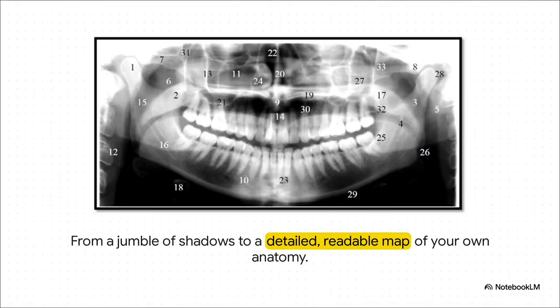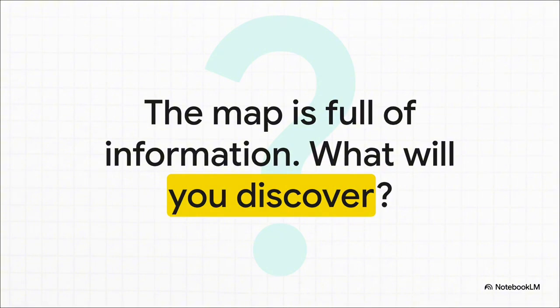We started with what looked like a confusing jumble of shadows, and now we have a readable, fascinating map. You can spot the hinge of your jaw, you can see the air in your sinuses, the roof of your mouth, and even the nerve that powers your teeth. It's all right there. Look, this map is just packed with information about your own personal health and your history. So now that you have the legend, the next time you see your panoramic X-ray, you won't just see shadows, you'll see a story. So, what will you discover?